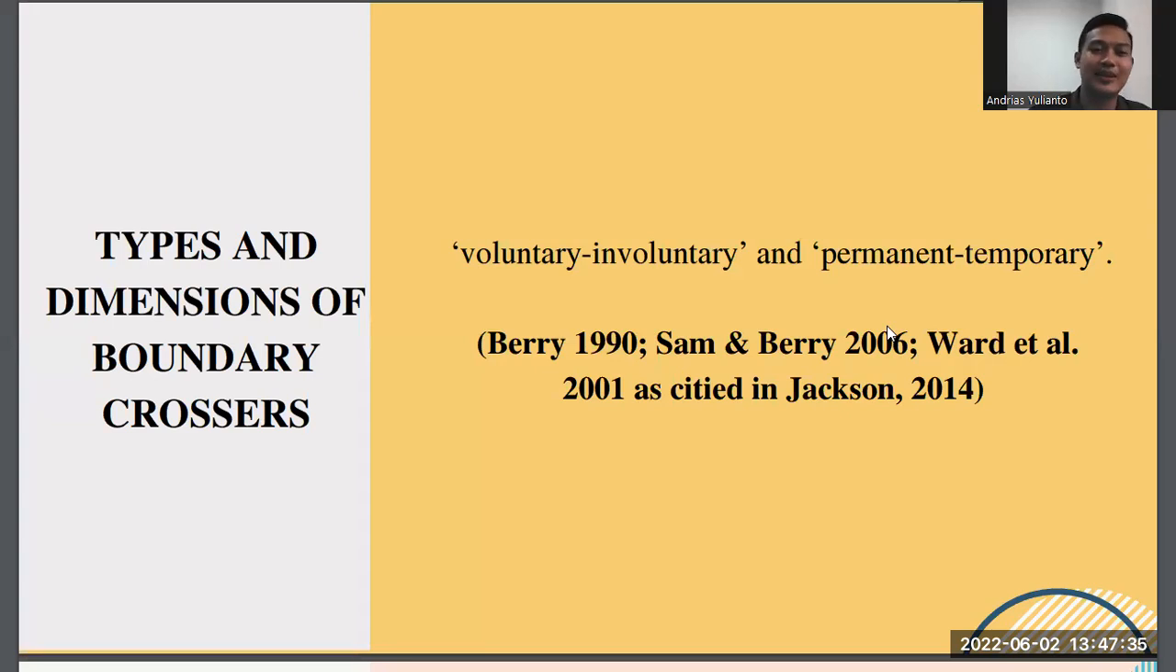Well, let's discuss the types and dimensions of boundary crossers. In the process, newcomers may be exposed to unfamiliar languages or dialects, values, norms, beliefs, and behavior. And the question is, are they able to manage or adapt to their situations or not? There are many things that can influence how well newcomers adapt to the situation, and this is related to the types and dimensions of boundary crossers.